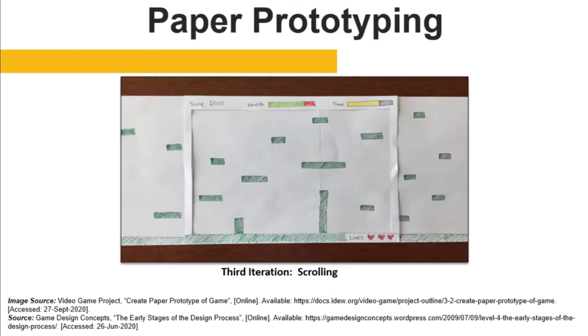For the third iteration, the image shows how the game will be played in terms of user experience when converted into a digital form of the game. The image shows that the paper prototype will be a scrolling game that will allow the player to move sidewards.